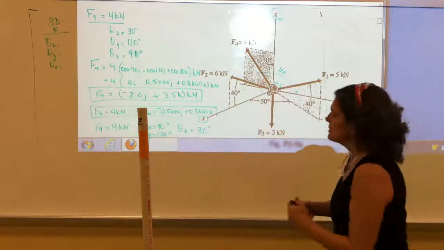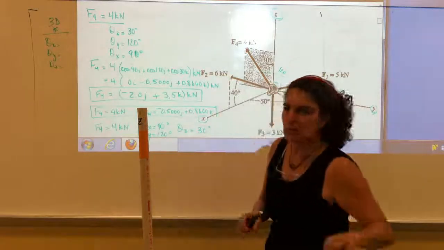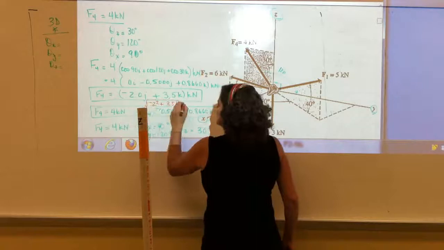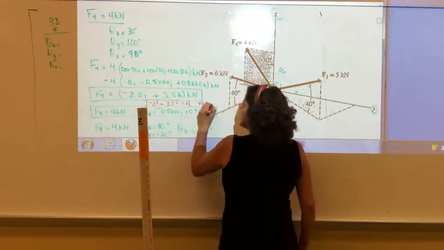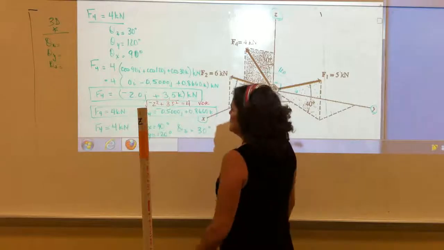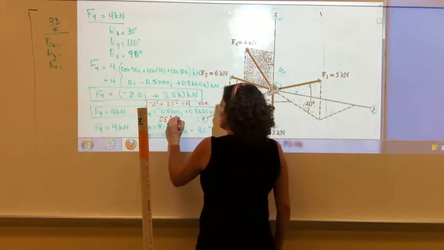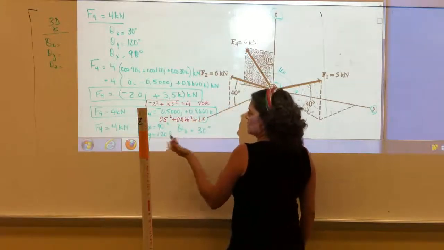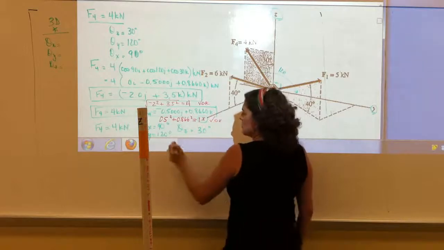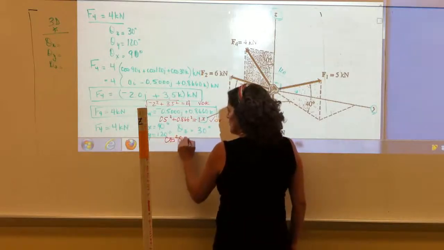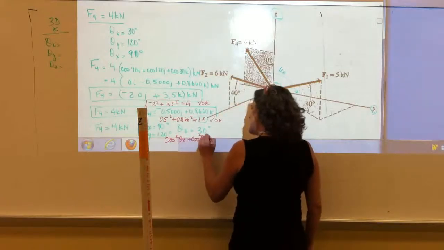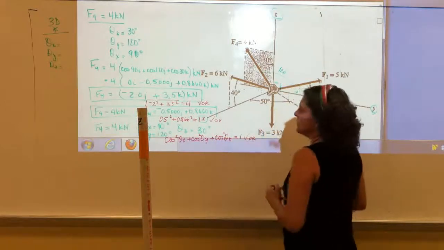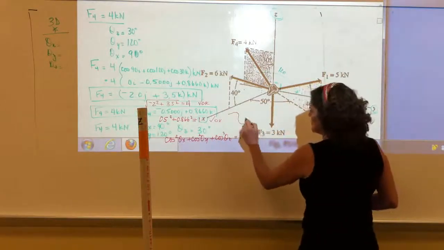And how do we do our checks? I've been doing it in red, so I'll do it in red. Negative 2 squared plus 3.5 squared under the radical equals 4. Okay, that's our magnitude check. 0.5 squared plus 0.866 squared doesn't need to be under the radical, because the square root of 1 is 1. We checked our unit vector, and then we can also do cosine squared theta x plus cosine squared theta y plus cosine squared theta z equals 1, and it checks. So these two are both unit vector checks.